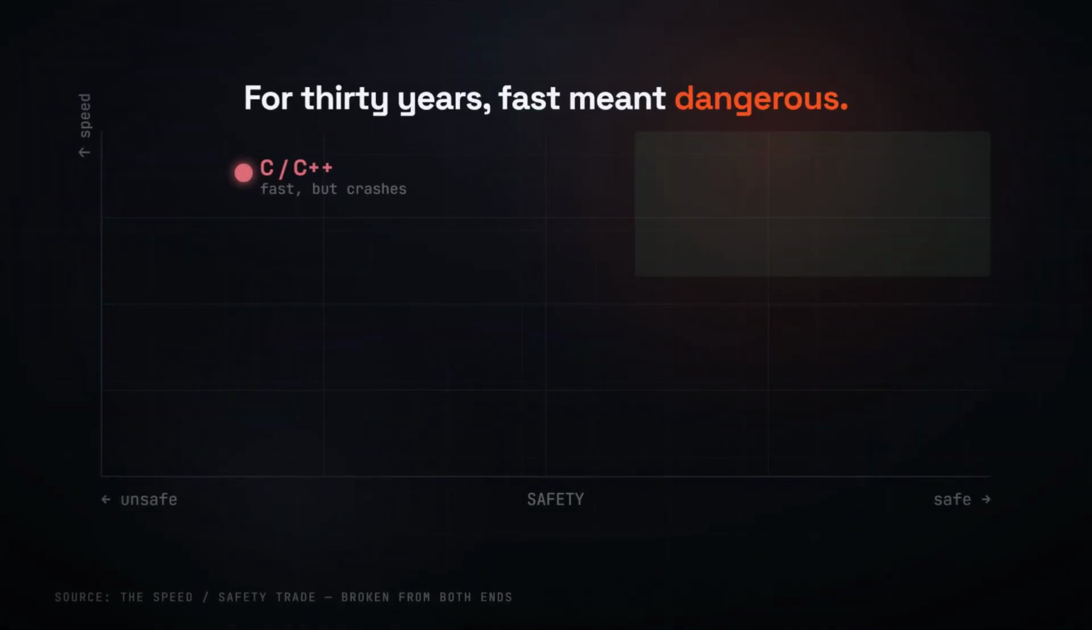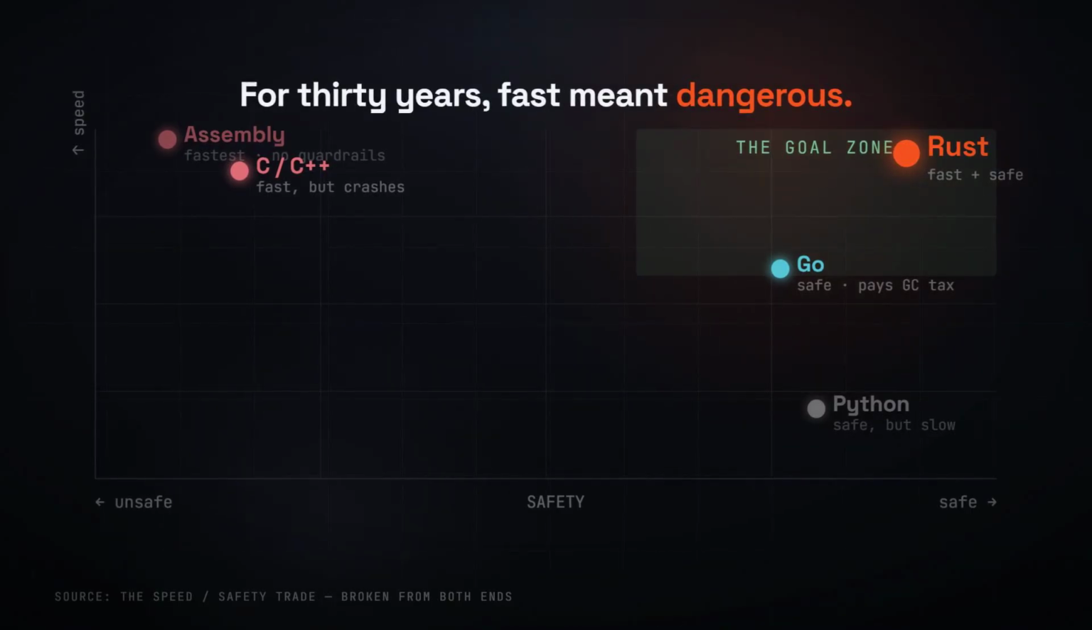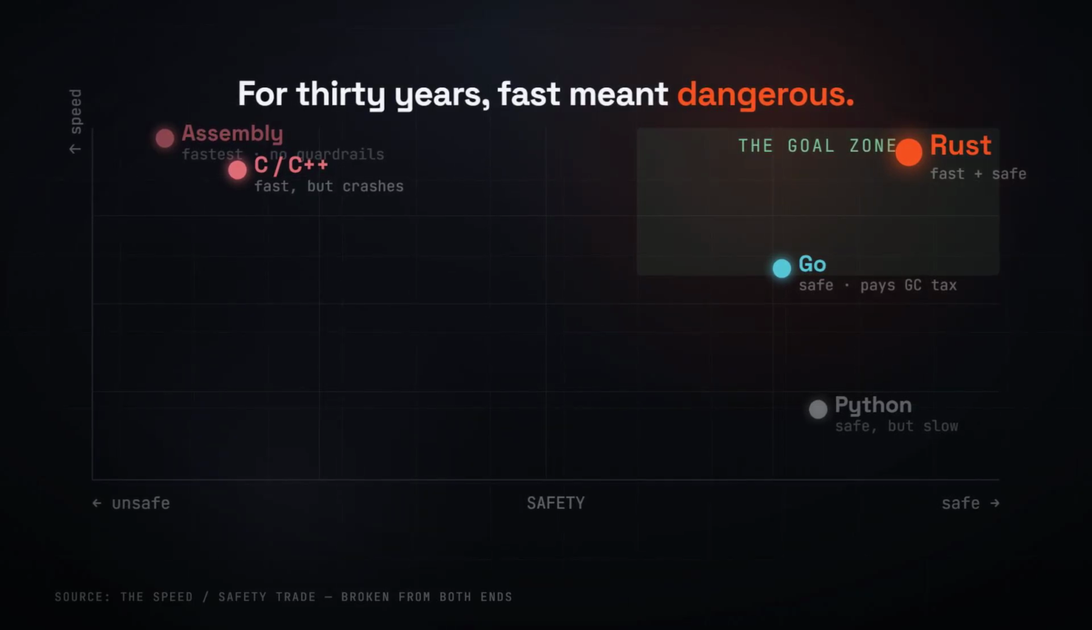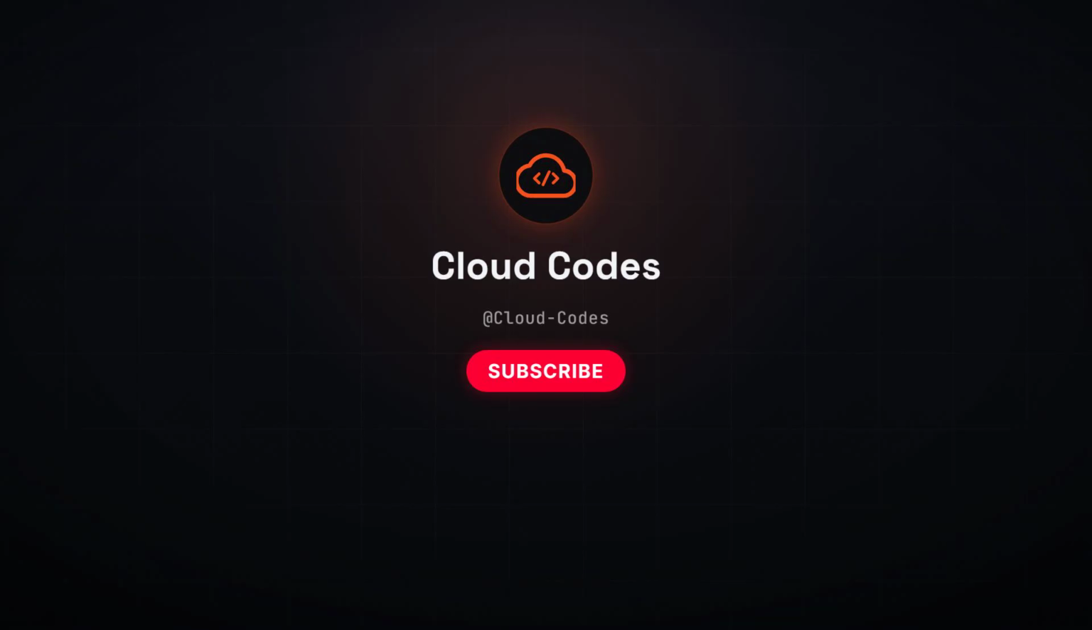Step back. For 30 years, fast meant dangerous. C and C++ bought you speed with crashes and security holes. Rust and Go both broke that trade, from opposite ends. Go with a collector and ruthless simplicity. Rust with a compiler that refuses to let you be unsafe. Systems programming finally stopped being a minefield. Rust or Go, the machine or the team. And in 2026, both are winning.